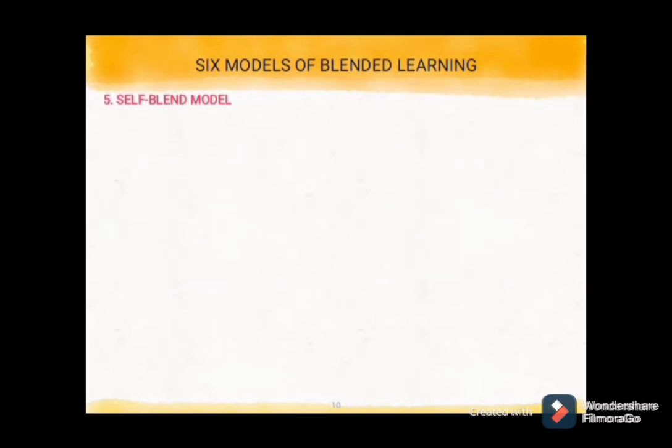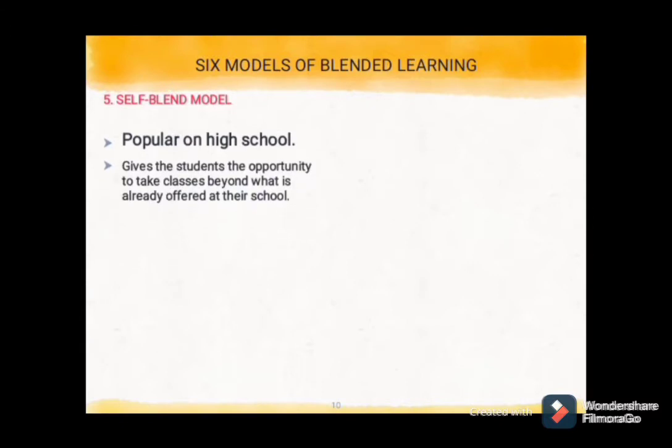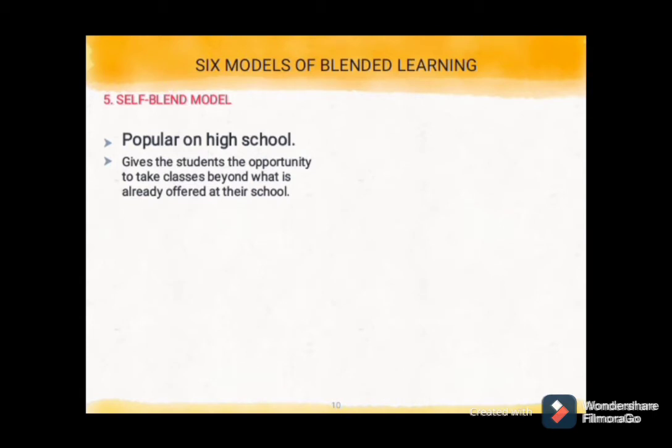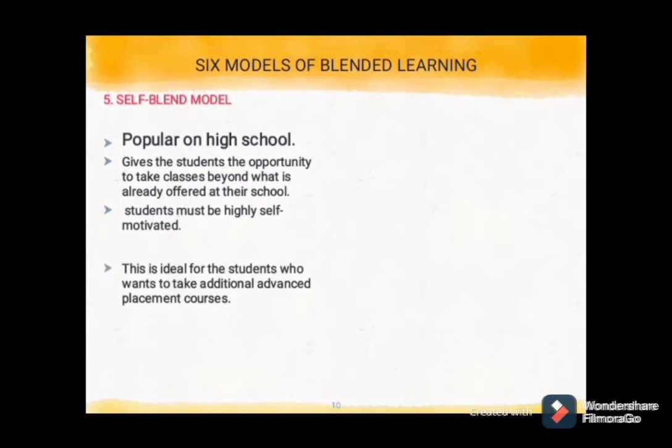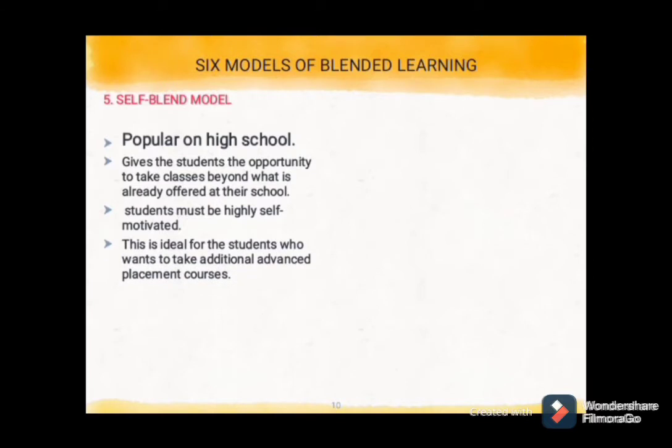The fifth model is the self-blend model. This model is popular in high school. A self-blended model of blended learning gives students the opportunity to take classes beyond what is already offered in their schools. In order for this method of blended learning to be successful, students must be highly self-motivated. Self-blend is ideal for a student who wants to take additional advanced placement courses.